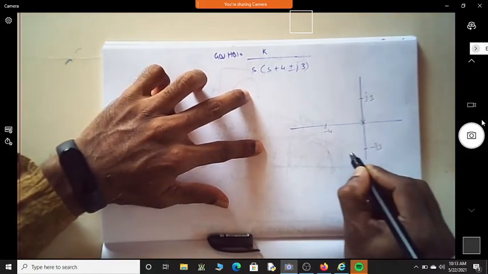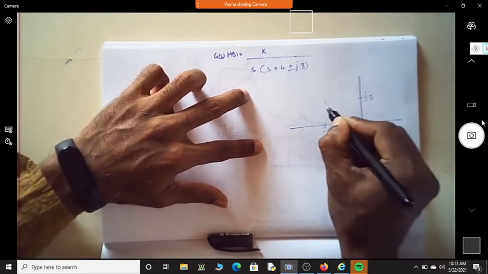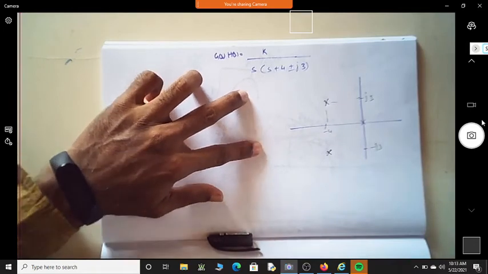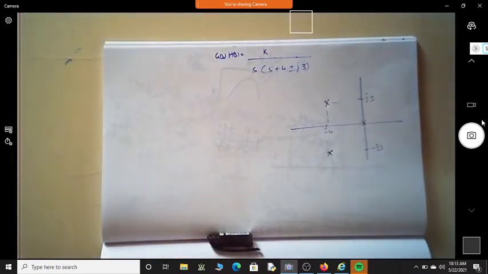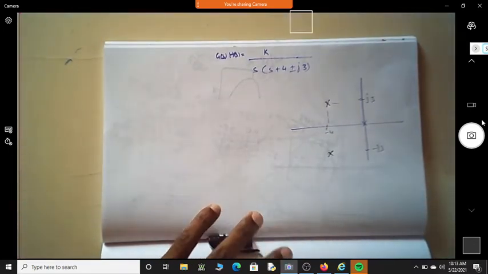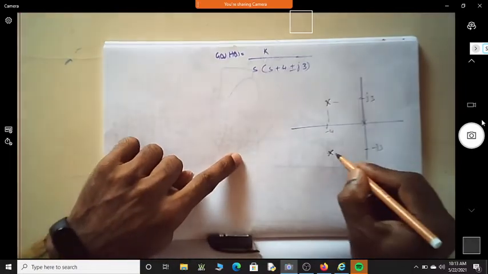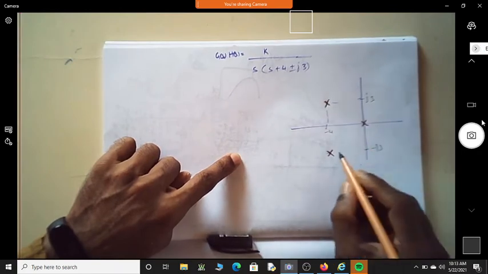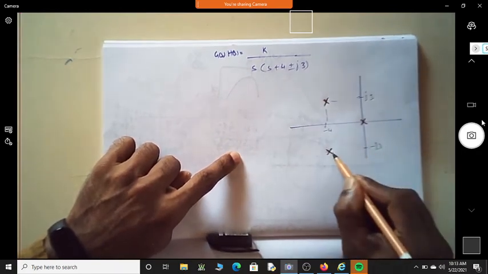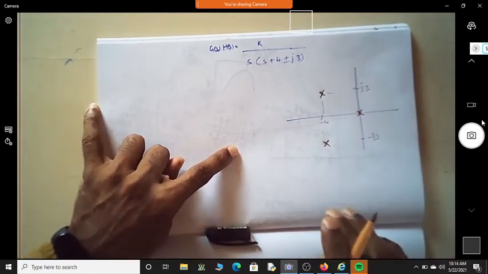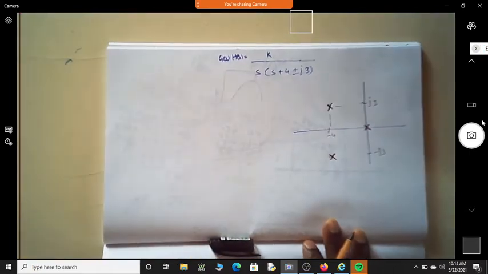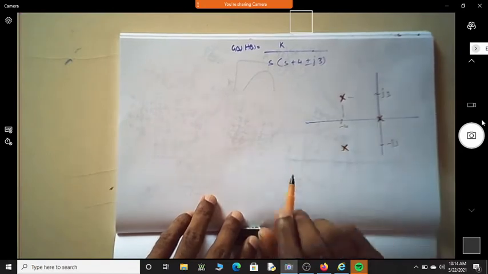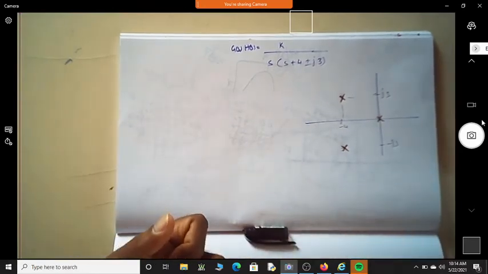This is the intersection, and it is this. Okay, these are the poles, correct? This is my pole position, open loop. So this is a pole at the origin. There is a pole at -4 plus j3 and -4 minus j3. Correct? Next, which part of the real axis is a part of the root locus now?